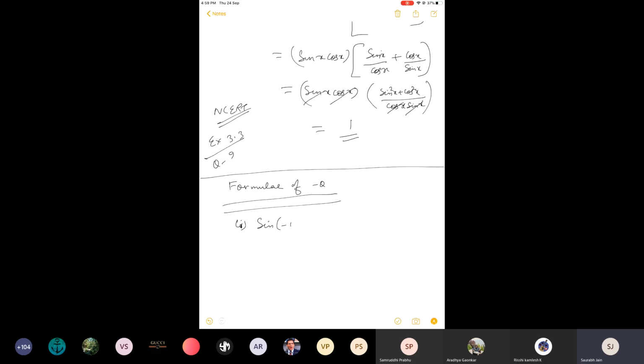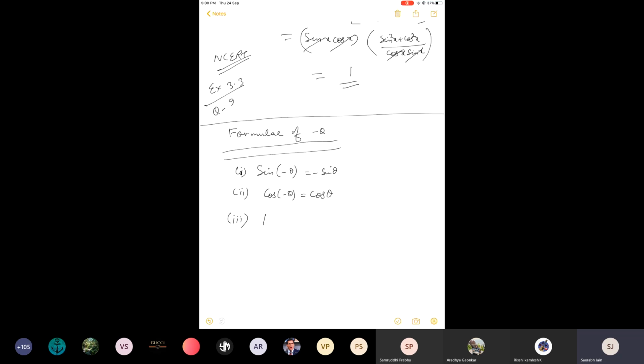Sine of minus theta is minus sine theta. Cos of minus theta is cos theta. I'll write the formula first, I'll explain, and then we'll solve some questions on this. It will help you to get rid of negative angles. I will tell you how. Tan of minus theta is minus tan theta. Cot of minus theta is minus cot theta.